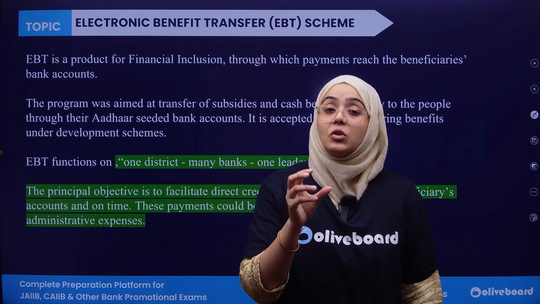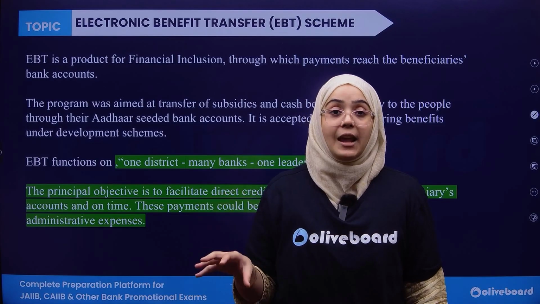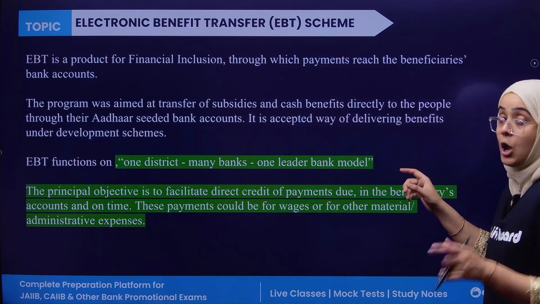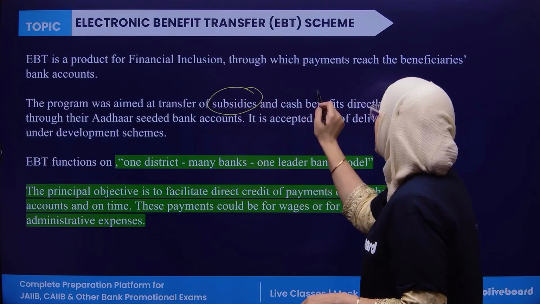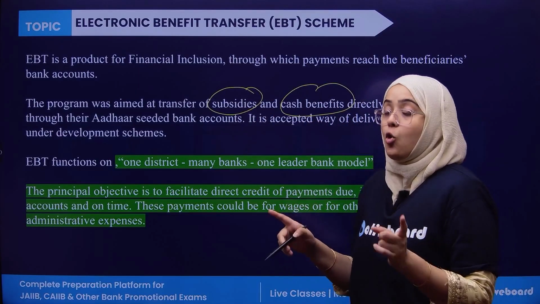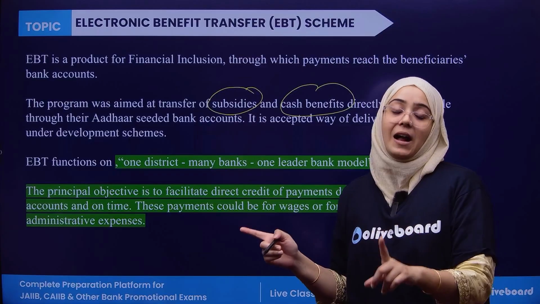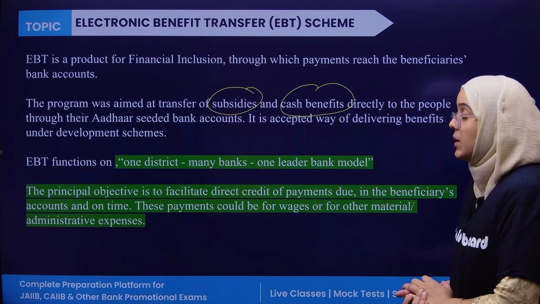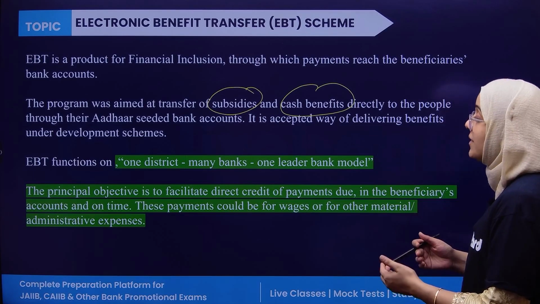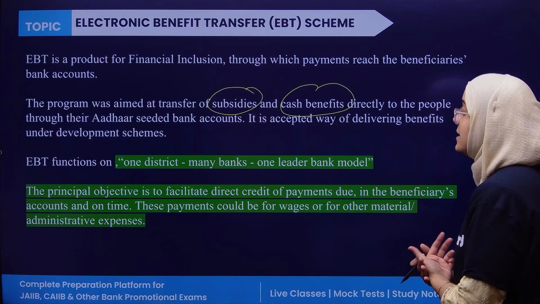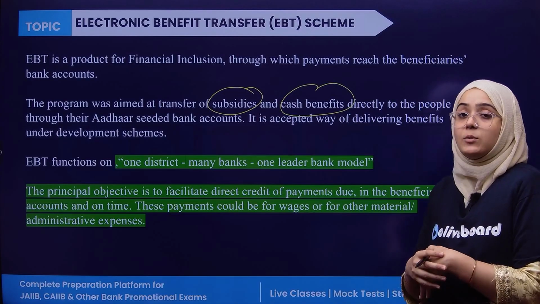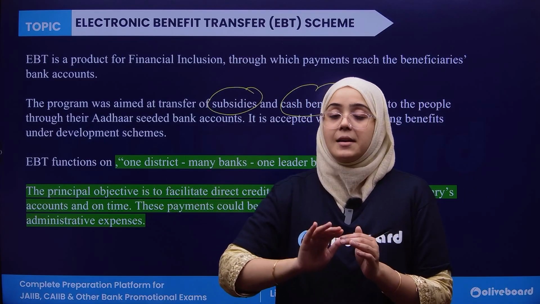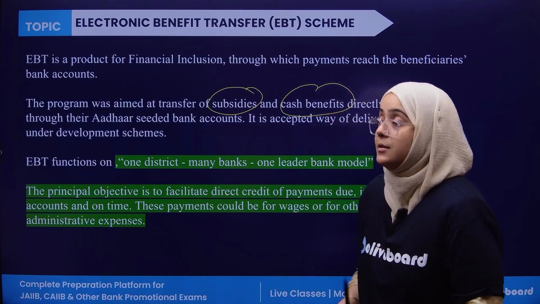Now, if the government wants to transfer any amount to the beneficiary of the scheme at once, the government can use this electronic benefit transfer, which aims to transfer subsidies and cash benefits directly to the people who have an Aadhaar seeded bank account. It means that their bank account is linked with their Aadhaar number. Now, the electronic benefit transfer functions on a one district, many bank, one leader model. Clear? So the main objective is to facilitate the transfer of payment from the government to the beneficiaries under any government scheme. Okay, done.